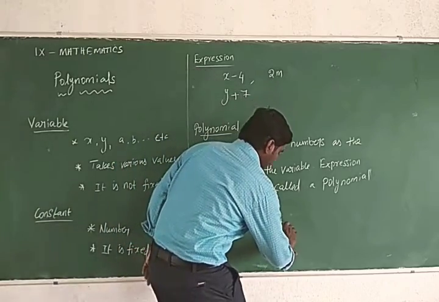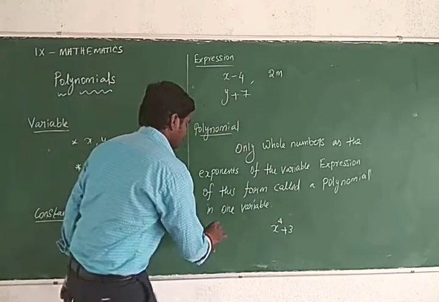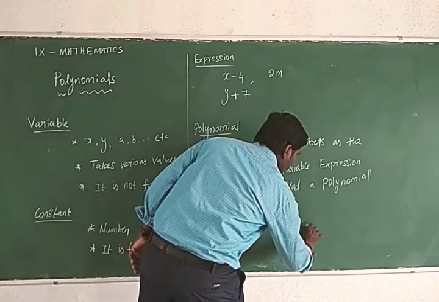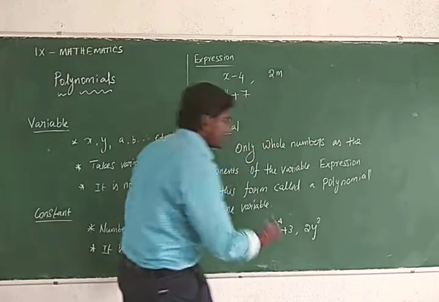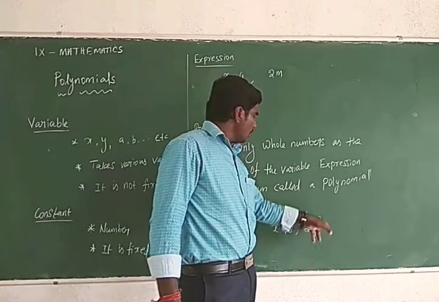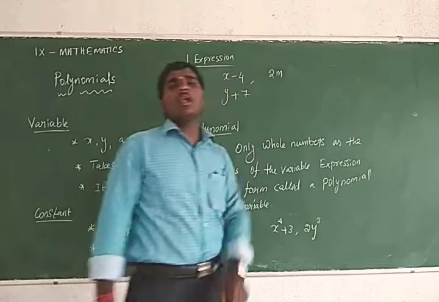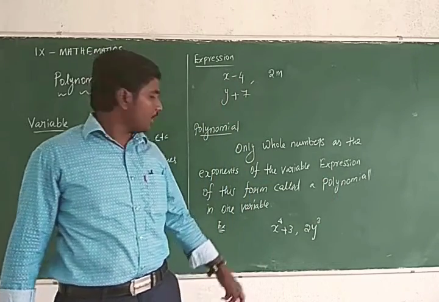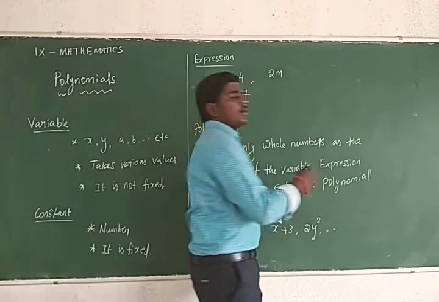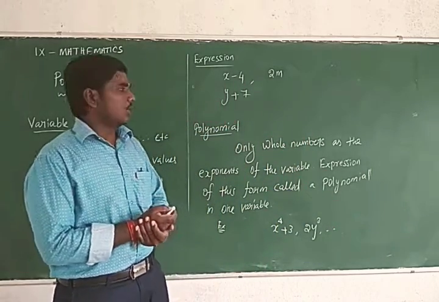x^4 plus 3. Example: 2y cube is a polynomial. It has only one variable, with power 3. That is a whole number. So it is called a polynomial. We can give more examples.